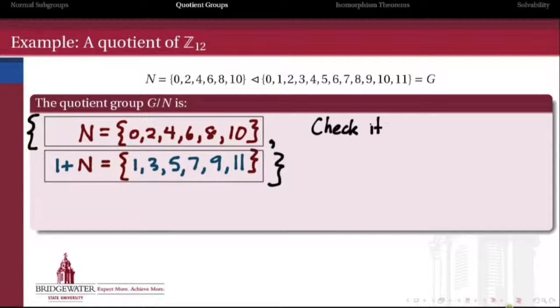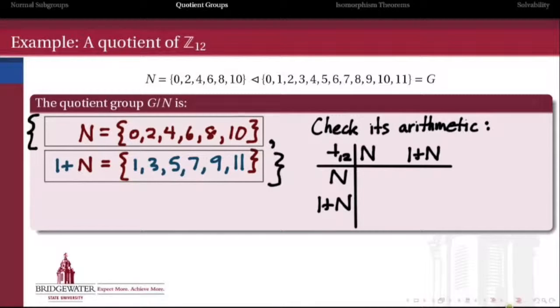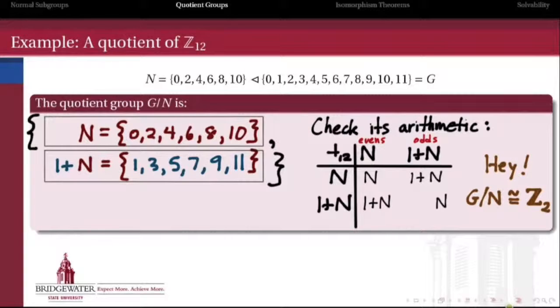Now what does the arithmetic look like? Let's make up a quick multiplication table, and it's really an addition table in this example, for these 2 cosets. N is really just the even integers in Z mod 12, and 1 plus N are the odds. If I add evens to evens, I get evens. If I add odds to odds, I get evens. And if I add evens to odds, I get odds. Well, that table is exactly the multiplication table that defines the cyclic group of order 2, Z mod 2. So in fact, G mod N is isomorphic to Z mod 2, just by writing out the multiplication table.